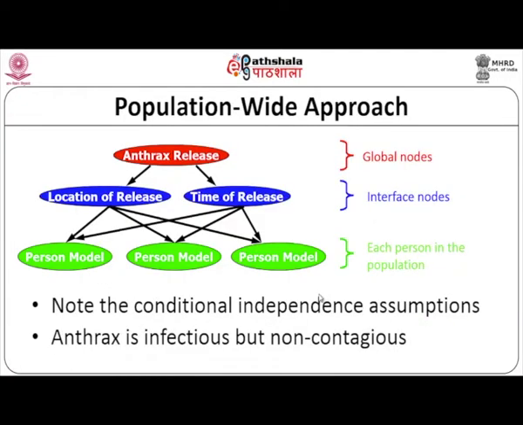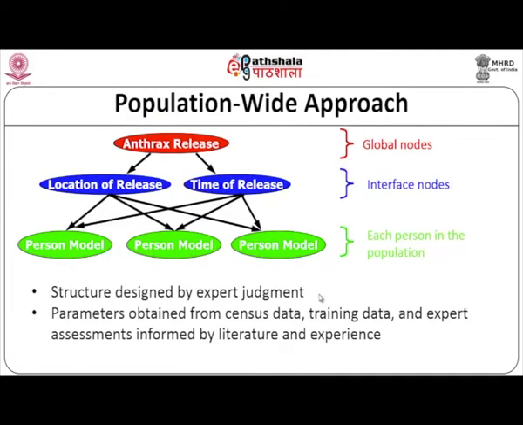The global node is the anthrax release, and you have the location of release and time of release. These are called interface nodes in this example, and you have the person model. Note the conditional independence assumptions. Anthrax is not contagious, and the structure was designed by expert judgment. The parameters for the person, everything, are obtained from census data, training data, and expert assessment from literature and experience.